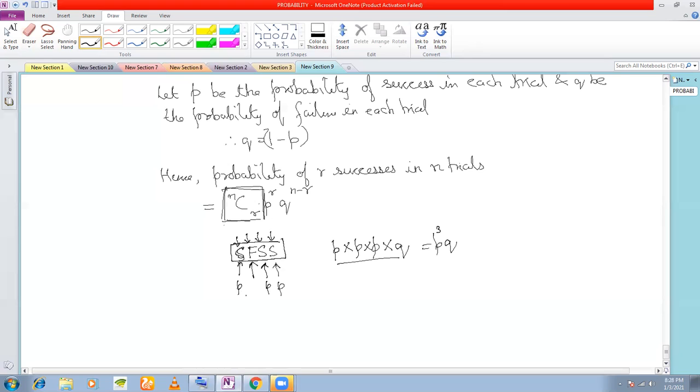But the problem is that success can occur in any order. It can also occur in this order, SSSF. It can occur in this order, or in this order also, SSFS. Any order it can occur, isn't it? So if I'm talking about three successes in four trials, that means these three successes can be selected in 4C3 ways. Now you understood. So remember the formula: the probability of r successes in n trials is nCr p to the power of r q to the power of n minus r.